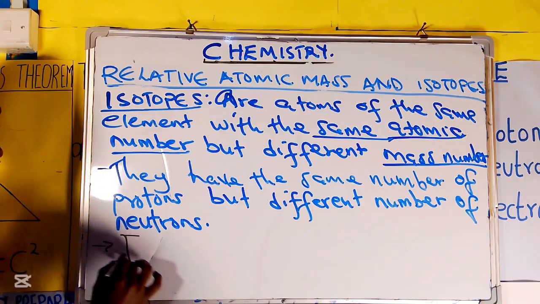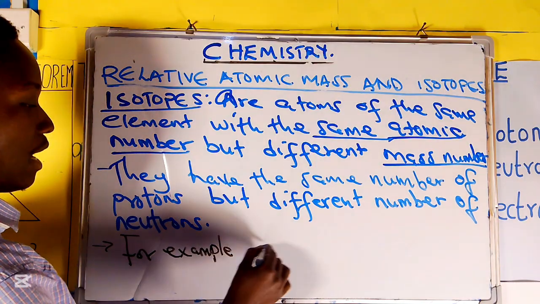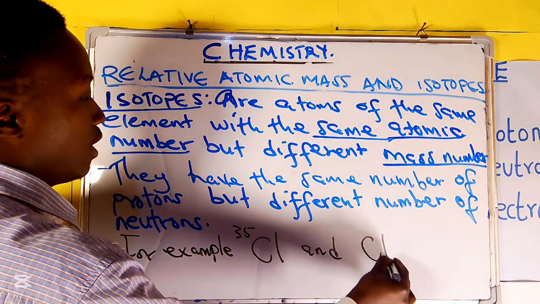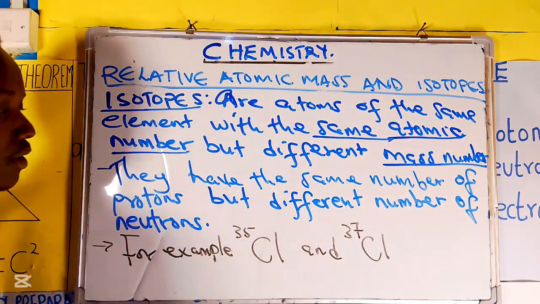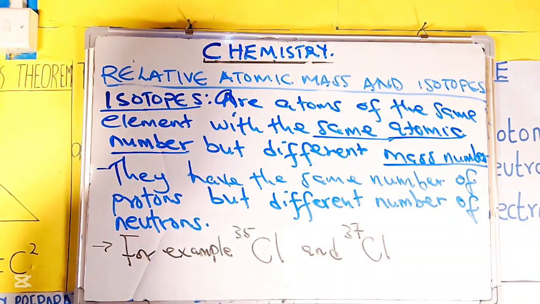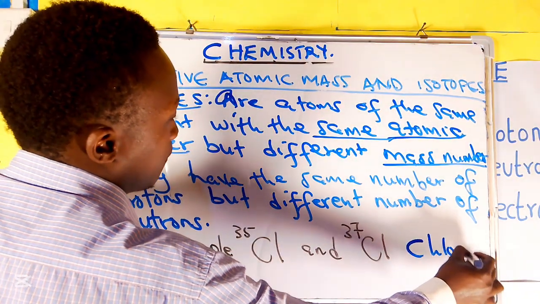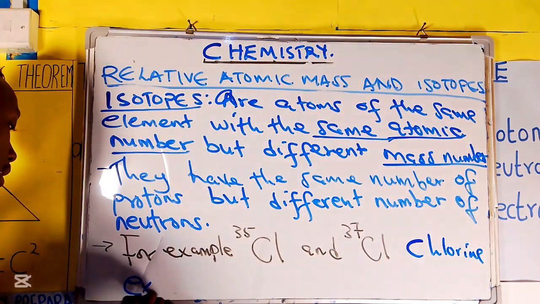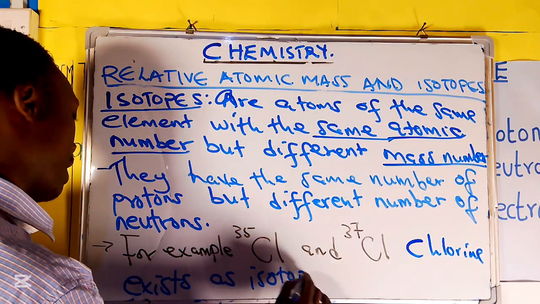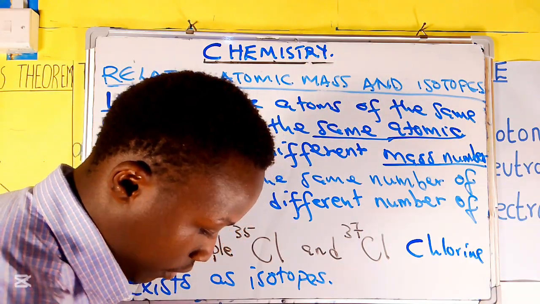For example, we have chlorine 35 and chlorine 37. That simply demonstrates that chlorine exists as isotopes.